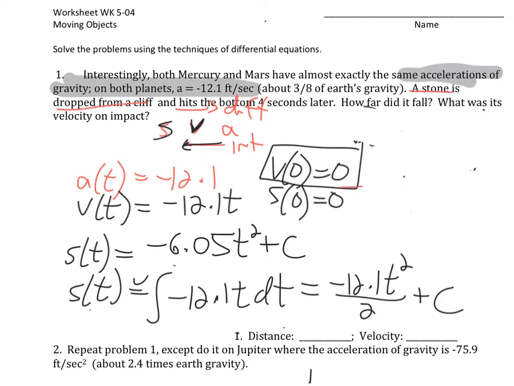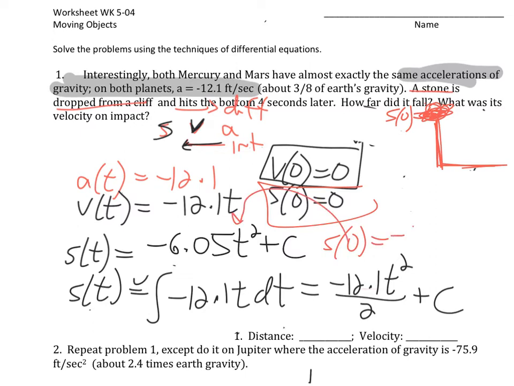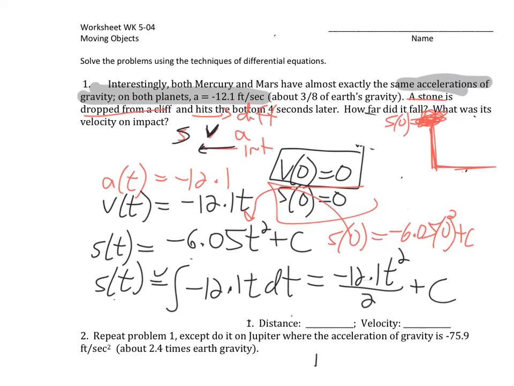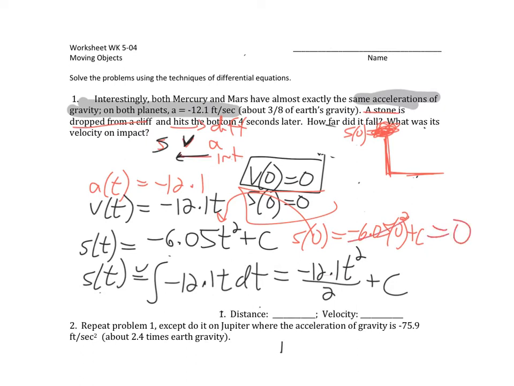Since the initial position, we're going to start off on this cliff. So we have these planets, so we have this cliff. Our initial position is going to be up top here. And I'm going to say that S of 0, the position at time 0, is going to be 0. So I'm going to evaluate S of 0. That's going to give me negative 6.05 times 0 squared plus c, and I know that that's going to be equal to 0. So in the position function, c is also equal to 0. And this is going to happen from time to time for these questions where your constants are both going to be 0.